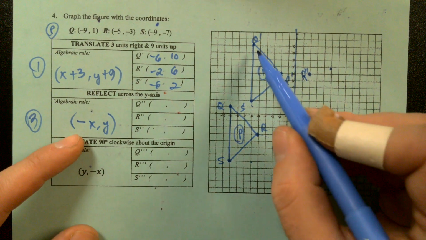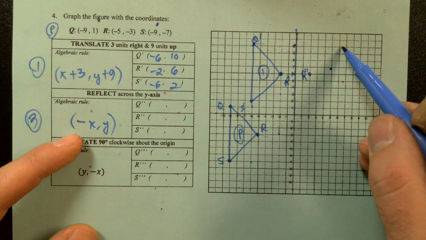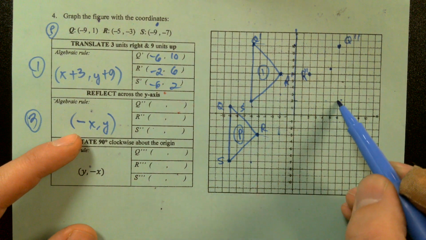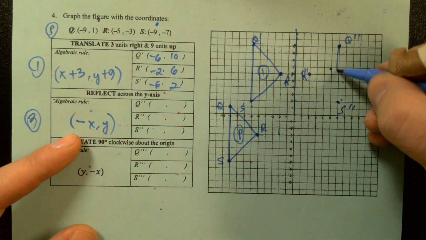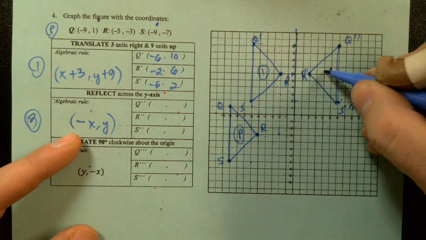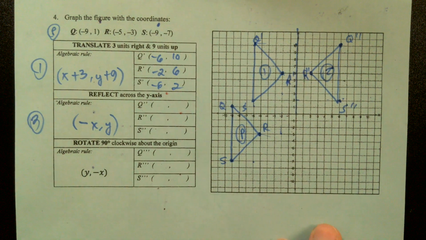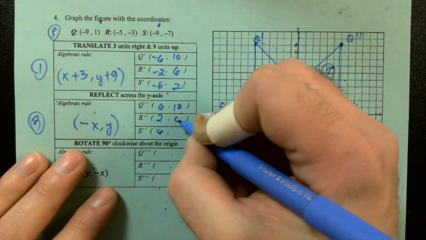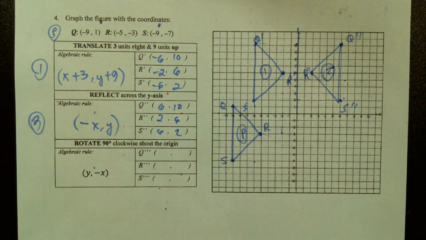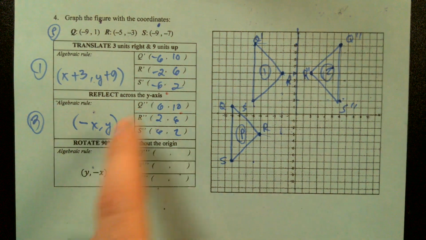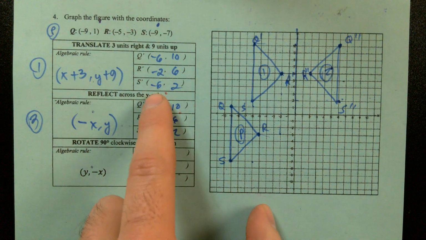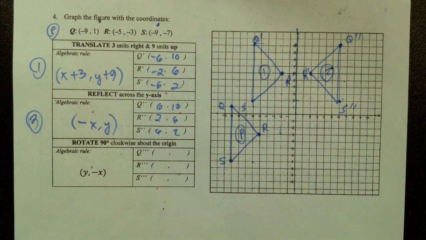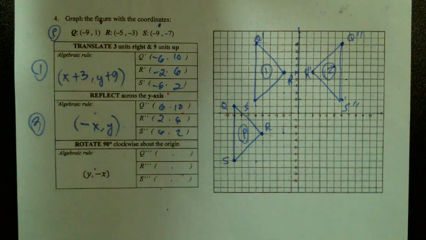I'm going to count over 6 more. Q double prime. And then over 6 more. S double prime. Okay, there's my nice little reflection. 6, 2, 6, 10, 6, and 2 for my coordinates. Right, all I did was flip my x. So my negative x's all became positives. Kept my y the same. My positives stayed positive. All right.